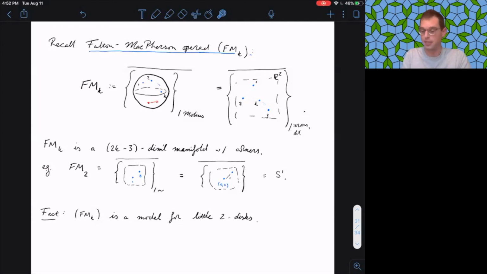So for instance, in the case of FM_2, we have 2 marked points in the plane. We can move the first marked point to the origin with translations. Then we can use dilations to move the second marked point a unit distance from the first. And therefore, you can see that we just get S^1. And so the fact is that this gives us a model for the little 2 disks operad. A very nice model. It's an operad in finite dimensional manifolds with corners, and moreover, I'm not going to say it correctly, but the composition maps have a very nice form.